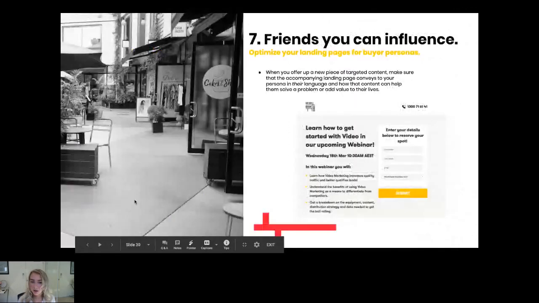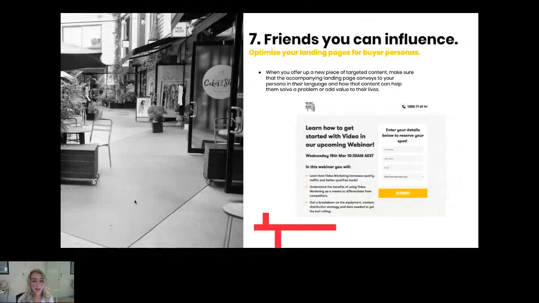So next up, another really good recommendation is to optimize your landing pages for buyer personas. Whenever you offer up a new piece of targeted content, be it through PPC or whatever, make sure that the accompanying landing page conveys to your persona in their language how that content can help them solve a problem or add value in their lives.